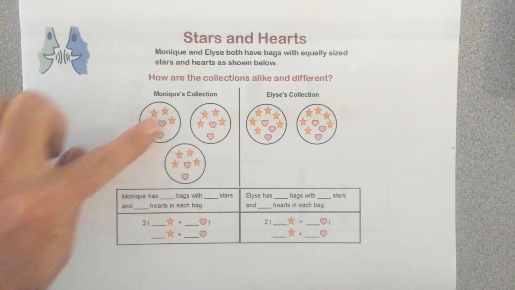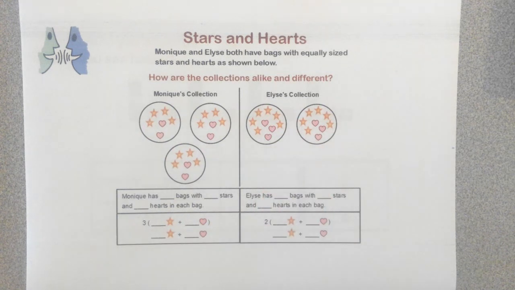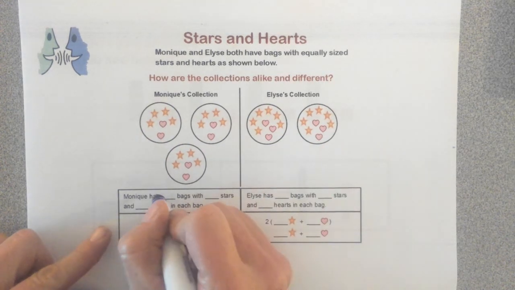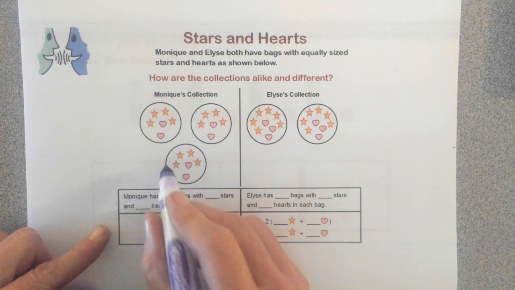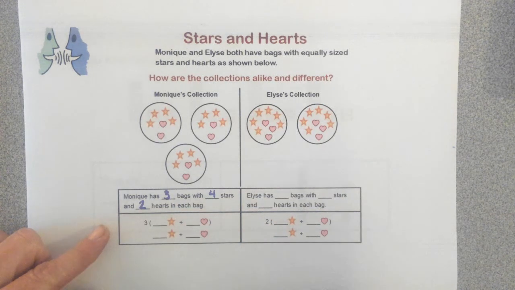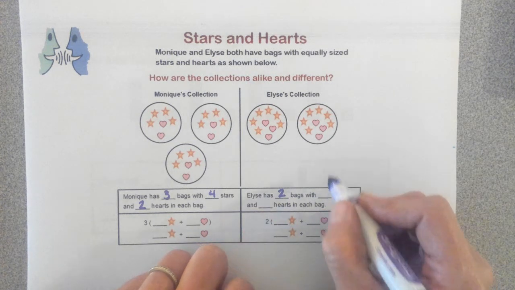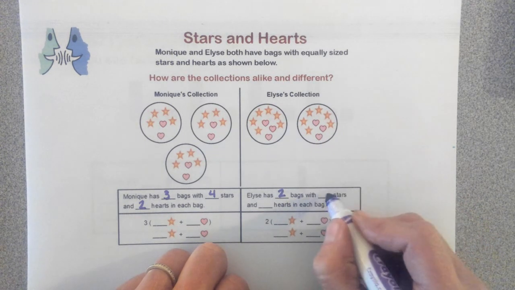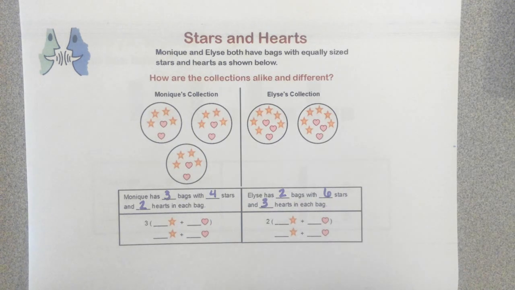So I'm looking at Monique's collection over here. I see she has 3 bags and Alyssa over here only has 2 bags. So let me write down here. Monique has 3 bags with 4 stars and 2 hearts in each bag. Elise has 2 bags with 6 stars and 3 hearts in each bag. Now they're different because there's different amounts and there's different number of bags, but let's see how it turns out in the end.